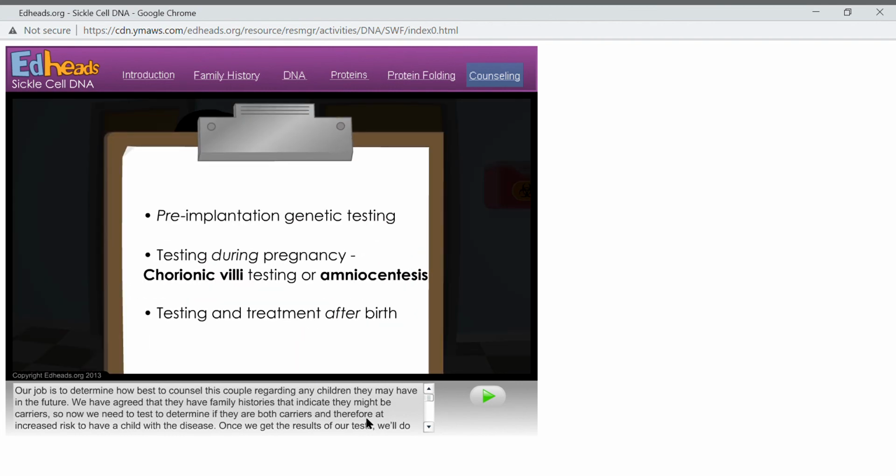There are options for testing before a pregnancy, during a pregnancy, or after a child is born. There is a possibility for having a pre-implantation genetic diagnosis that would ensure the baby does not have a genetic disease. There are also options we can offer them for testing during pregnancy, like chorionic villi testing or amniocentesis. The main reasons for testing during pregnancy would be to determine whether or not to continue the pregnancy or to have definitive answers to help prepare for after the child is born. A child could also have a blood test shortly after birth.